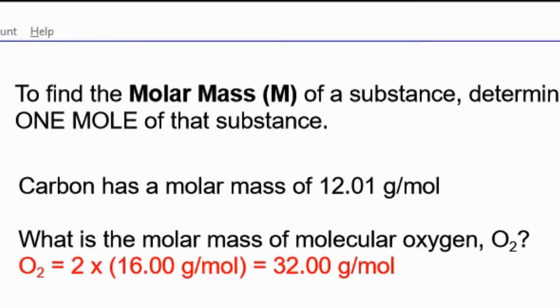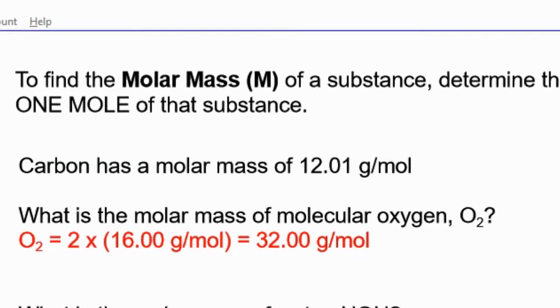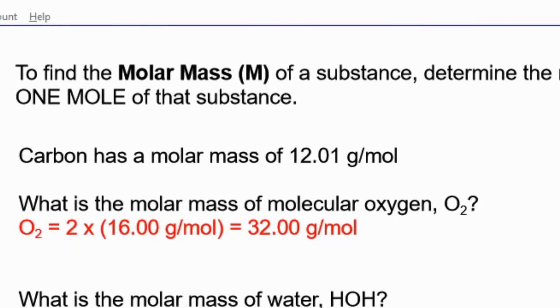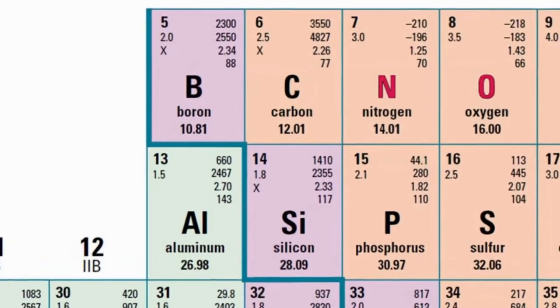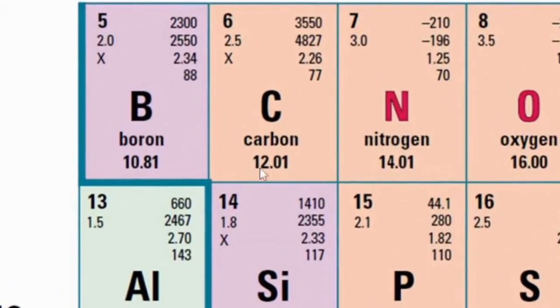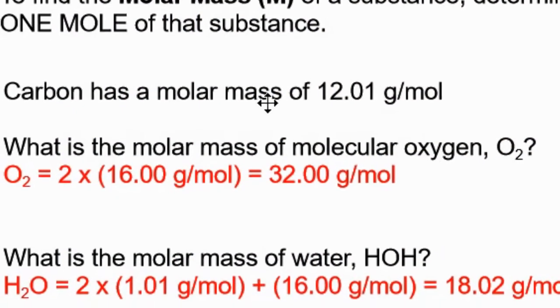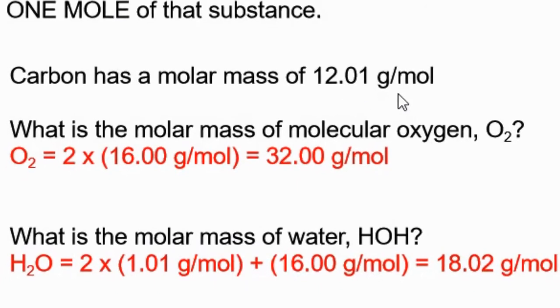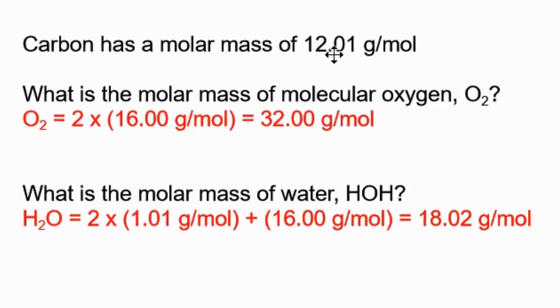Let's take a look at molar masses. The molar mass is the mass of 1 mole of a particular substance. Carbon's molar mass can be found in the periodic table. It's 12.01. The units for molar mass are grams per mole. So the molar mass of carbon is 12.01 grams per mole. You'll notice that there are 4 digits in this number.